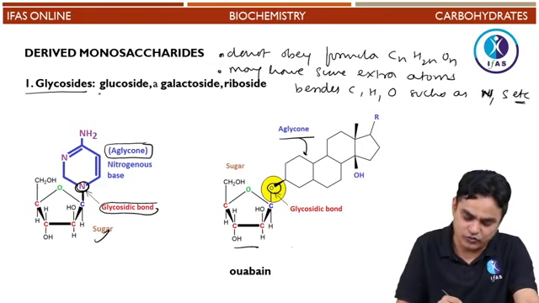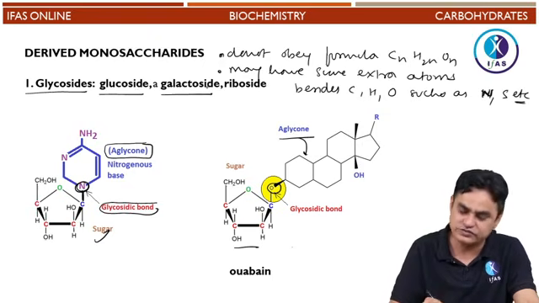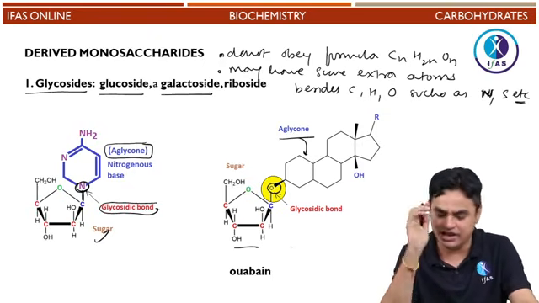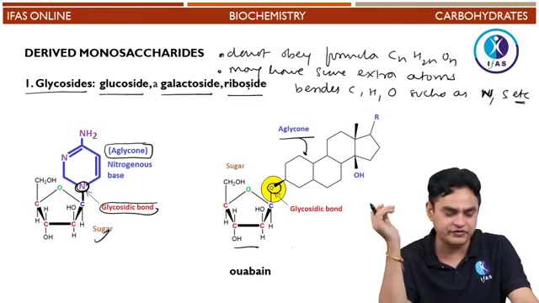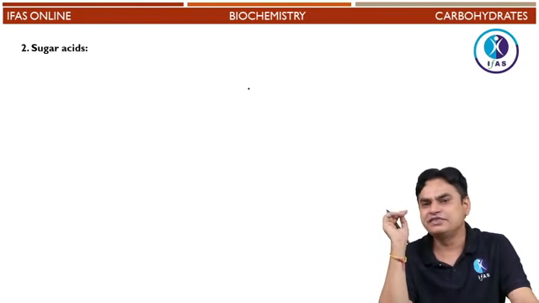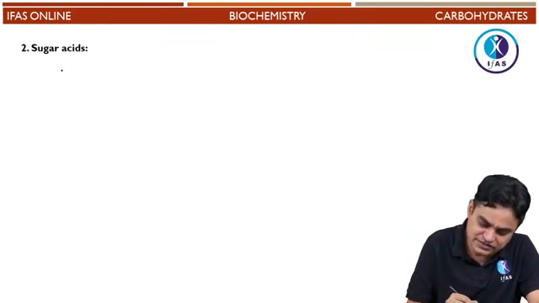For example, if glucose is attaching with some aglycone, it would be referred to as a glucoside. If galactose is attaching with an aglycone, a galactoside. If ribose is attaching with some aglycone, it would be referred to as a riboside. Similarly, there could be sugar acids. An example of a sugar acid, you probably know this structure.